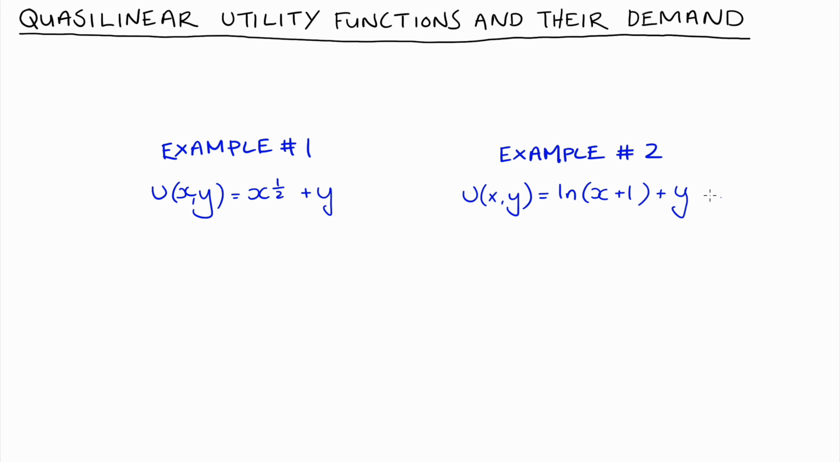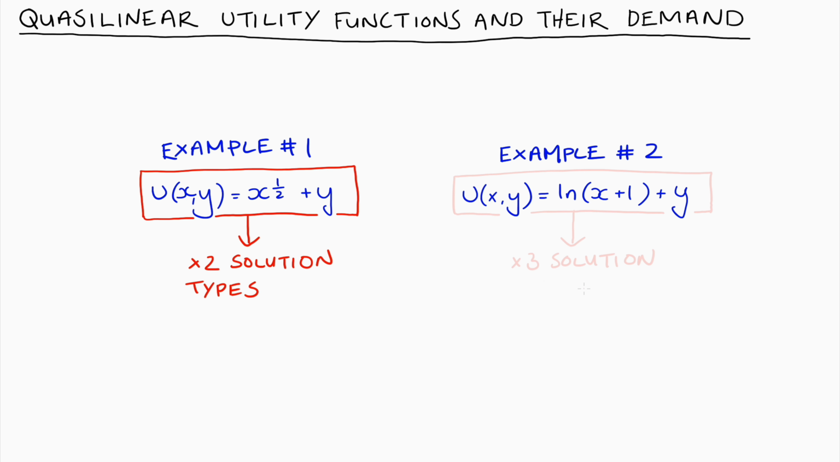Now the reason why I'm going through two examples is because in one example I get two solution types, so I get a corner solution and an interior solution. In the other example I get three solution types, so two corner solutions and one interior. And I found it very illustrative to go through both examples side by side and compare them and find out why we get these different results. But it's turned into basically a whole lecture, so apologies for this.